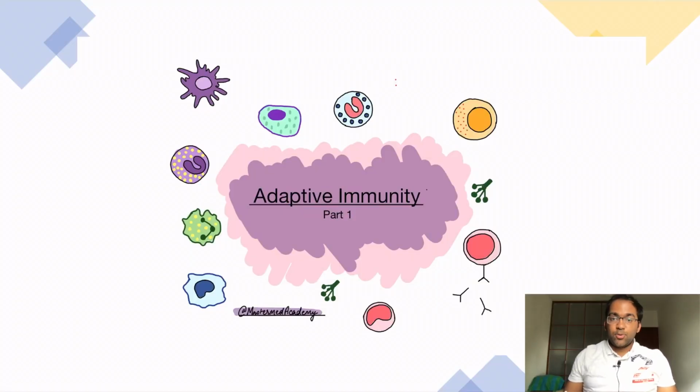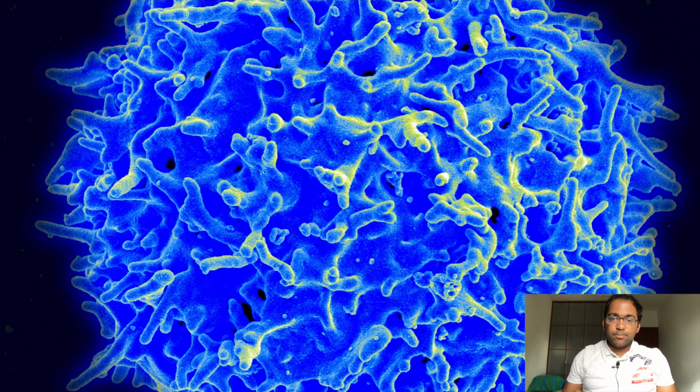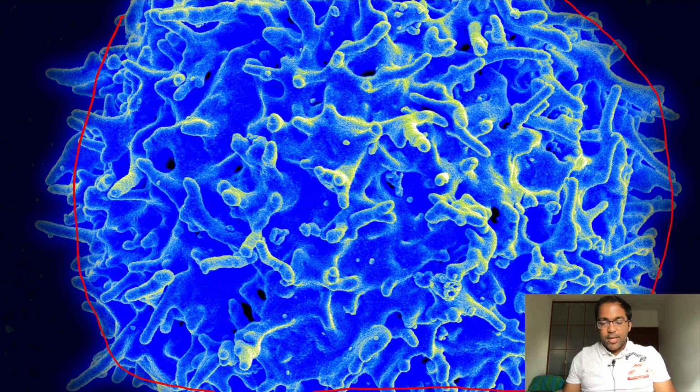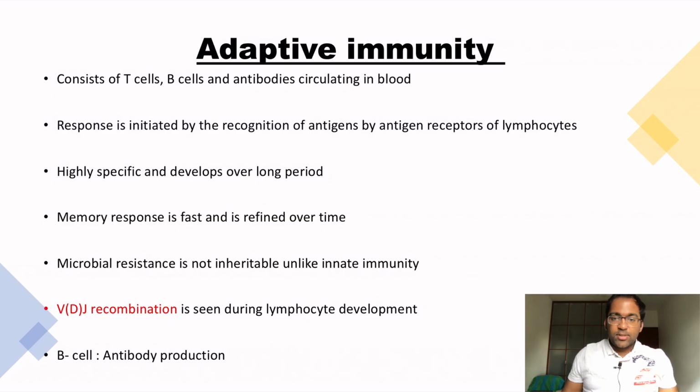So let's start. Today we'll be talking about adaptive immunity part 1. Now this is a beautiful picture of a T lymphocyte. This picture is taken using a scanning electron microscope, and this is a very beautiful picture if you ask me. This is how a T lymphocyte looks. It's like a 3D picture. Now what is adaptive immunity?